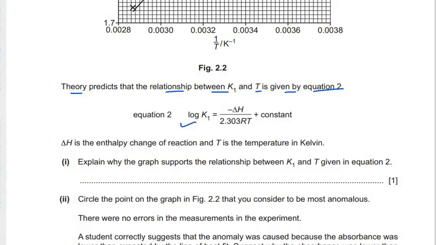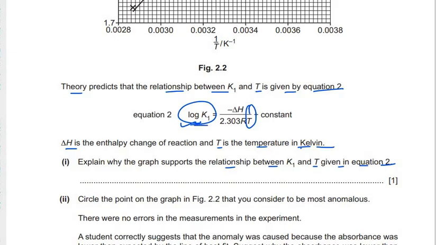Here is equation 2. Delta H is the enthalpy change of the reaction and T is the temperature in Kelvin. It's given here. Explain why the graph supports the relationship between K1 and T given in equation 2. Let's have a look. What is plotted on the y-axis is log K1, and what is plotted on the x-axis is 1 upon T. Here we can see this is 1 upon T, and it equates both sides with some constant here.